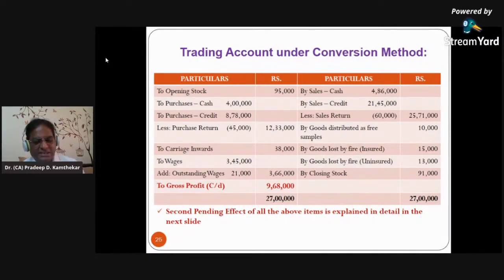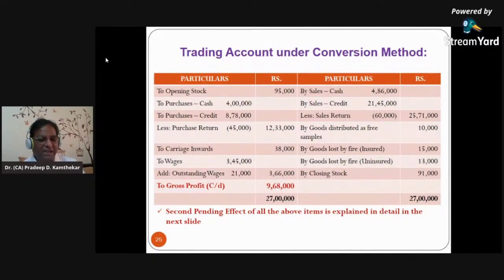Then we have wages. Now here wages, this amount is paid to the workers who are working in the factory or in a small shop. Now this amount paid as wages is a debit effect, and it will have a second effect again on the cash and bank account credit side.